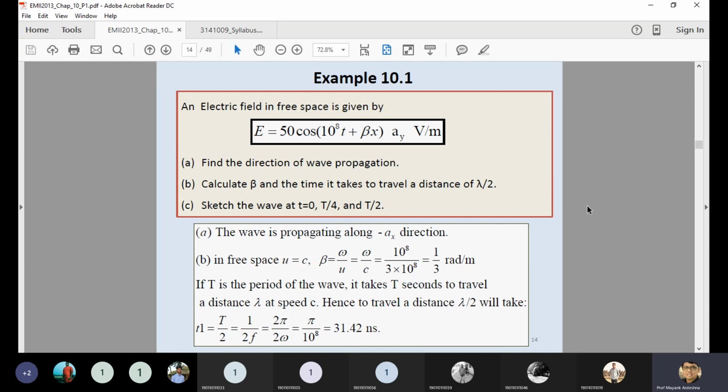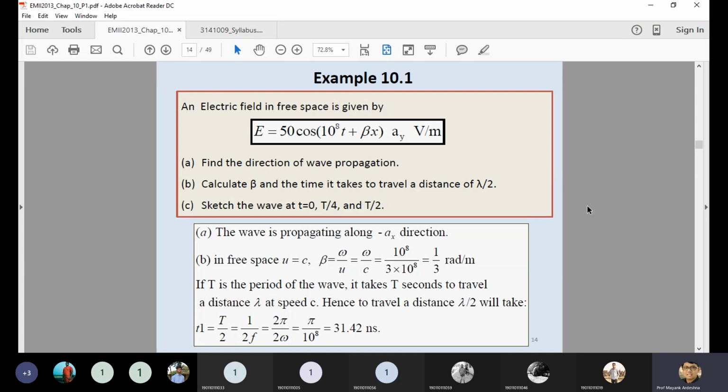Right now, if you see this example, they are mentioning the electric field which is moving in free space. So that's why your u, which is similar to the velocity of light, is 3 into 10 raised to 8. This only happens with free space. But suppose in the same example I'm considering the electric field in some dielectric, and they are asking about the same thing, then you must consider the velocity in terms of the medium, which may be given to you. So I can easily find out the beta, and you can also find out the time required to travel a distance of lambda by 2. So how can you find it out?